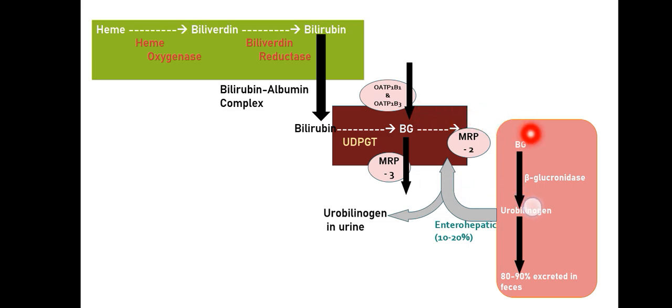The conjugated bilirubin, which is excreted into the duodenum, reaches the intestine where it is acted upon by bacterial beta-glucuronidase and deconjugated, and it forms urobilinogen. 80 to 90% is excreted in feces as stercobilin. 10 to 20% reaches the liver by enterohepatic circulation. A very minor quantity of this urobilinogen escapes into the systemic circulation and is excreted in urine.